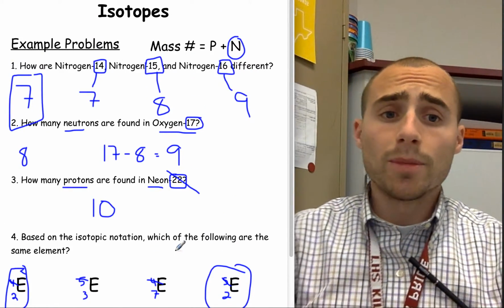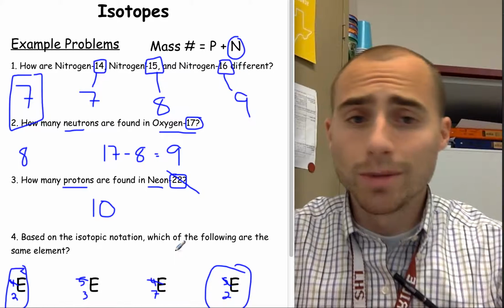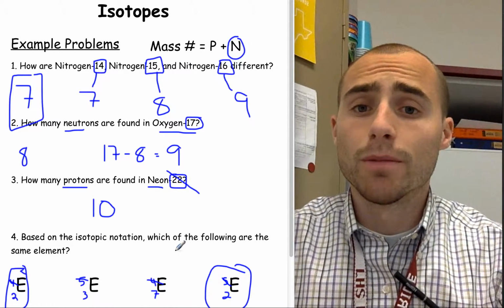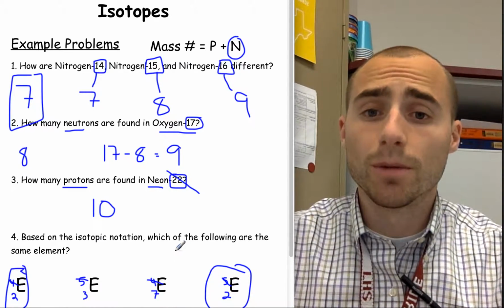So that's a basic synopsis of isotopes: atoms of the same element that have different mass numbers due to a different number of neutrons.